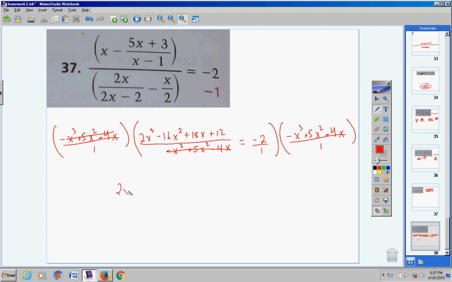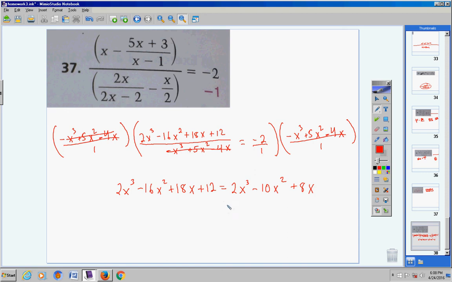2x cubed minus 16x squared, positive 18x, positive 12, equals, now we're going to multiply this times this, so we have negative 2 times this entire expression here. So negative times a negative is positive 2x cubed. Negative times a positive is negative 10x squared. Negative times a negative is positive 8x. Now, right away, you should see I've gotten rid of my fractions. All I've got left, okay?